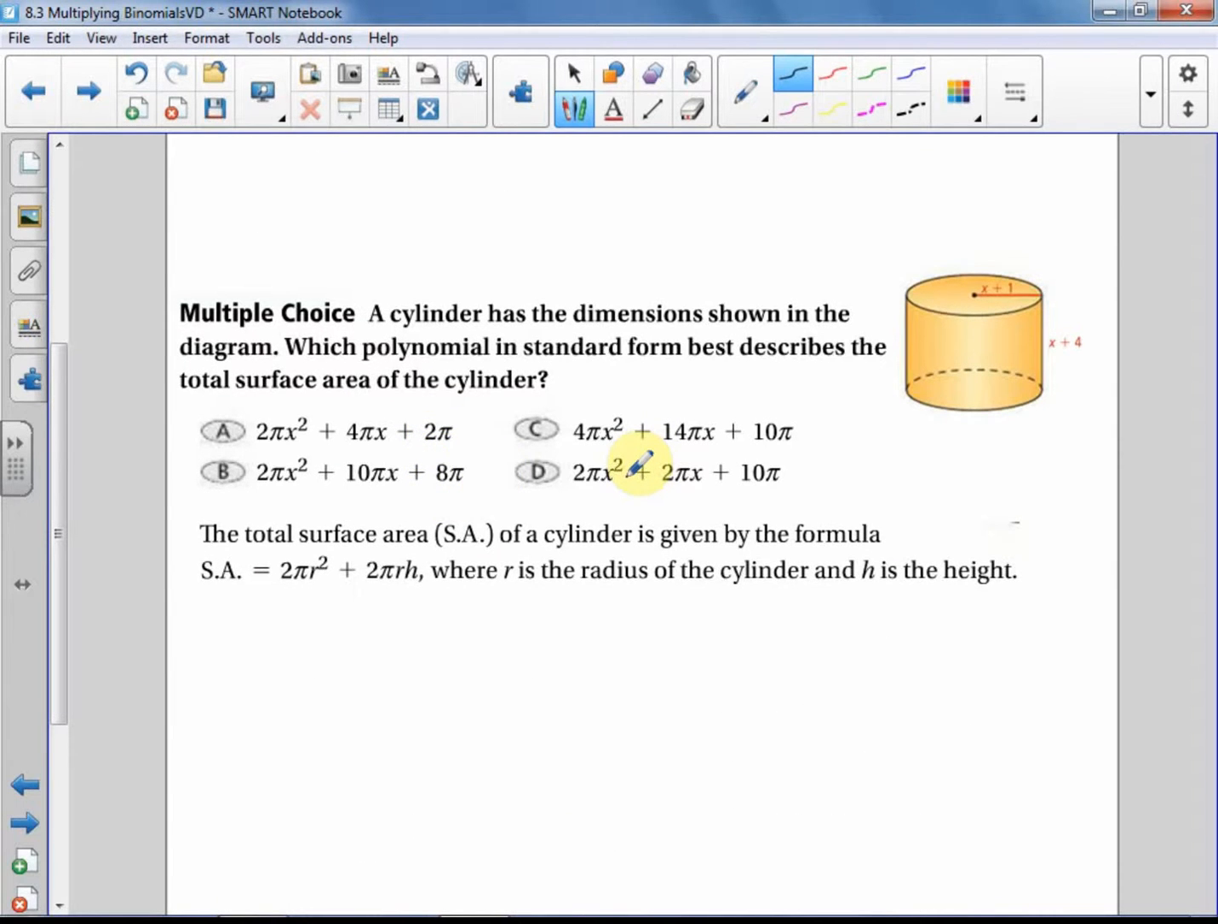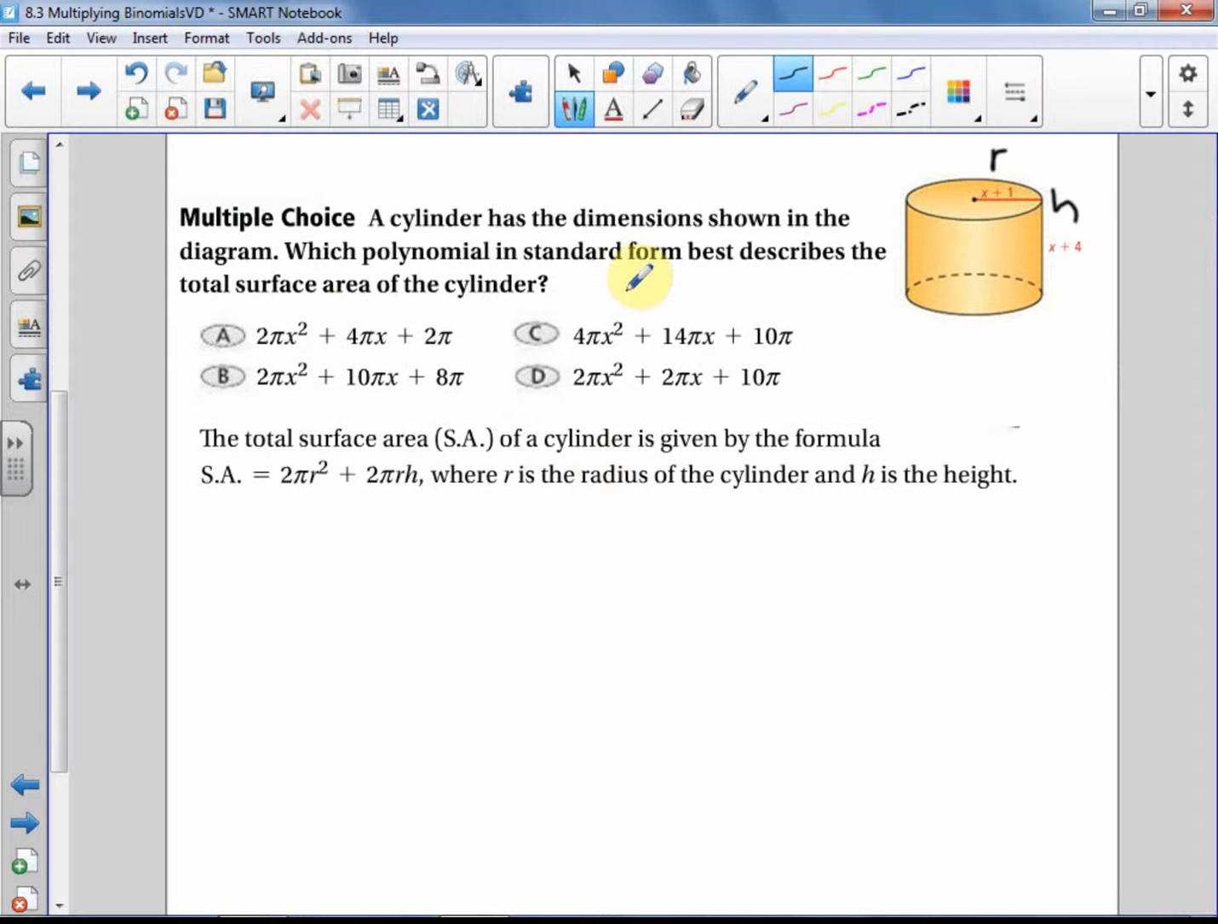So next, we have a pretty lengthy word problem. A cylinder has dimensions shown in the diagram. We have the radius, which is x plus 1. And we have the height of the cylinder, which is x plus 4. We don't know the exact dimensions. They were given to us in binomial form. Be nice if they gave us the actual dimensions, but we're going to practice multiplying binomials. So, which polynomial in standard form best describes the total surface area of the cylinder?